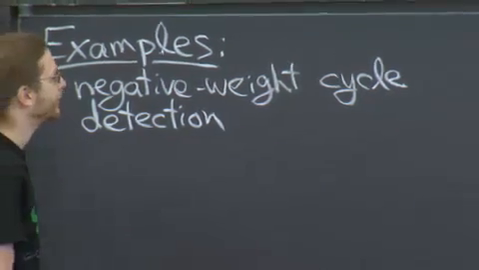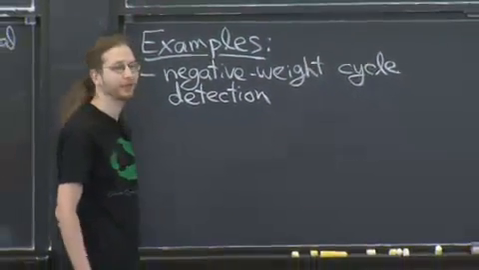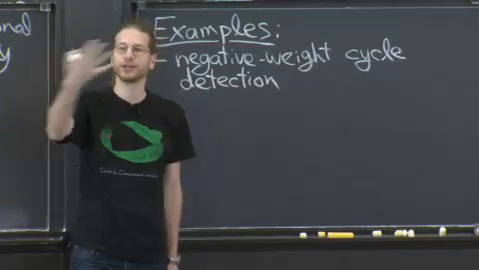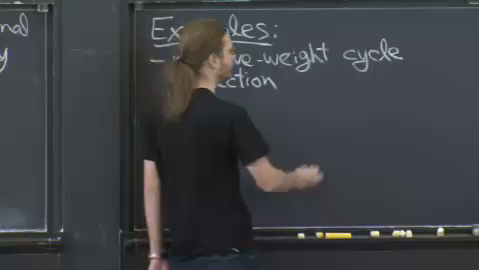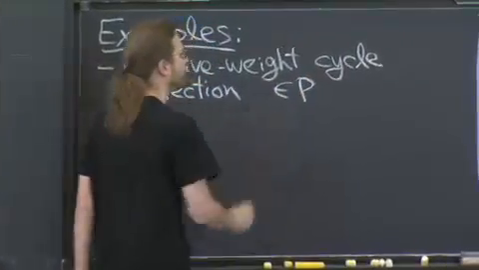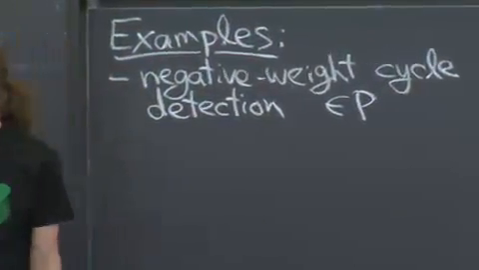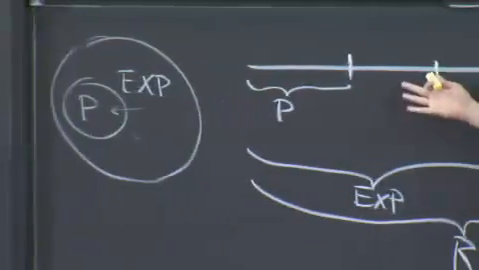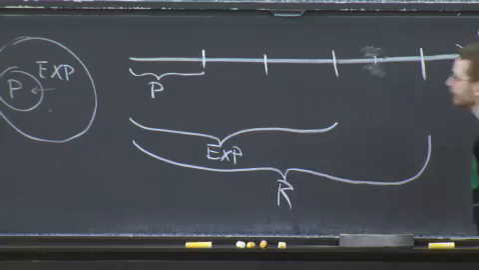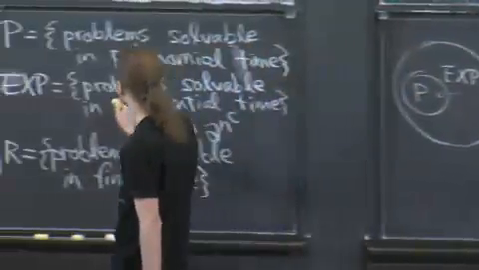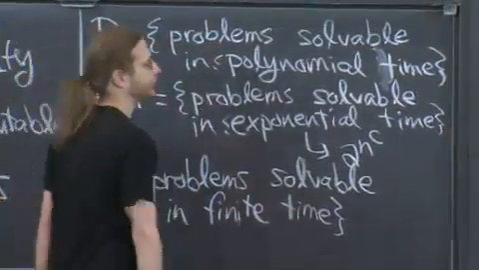VE time? Well, that finds negative weight cycles reachable from S. But I guess if you add a source that can reach anywhere, 0 weight, then that'll tell you overall. It's in P. It's also in X. Of course, everything in P is also in X, because if you can solve it in polynomial time, you can solve it in exponential time. This is at most exponential time, at most polynomial.